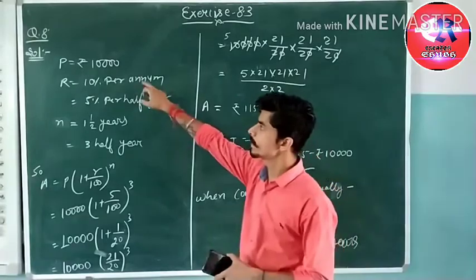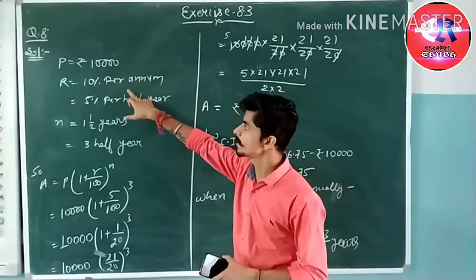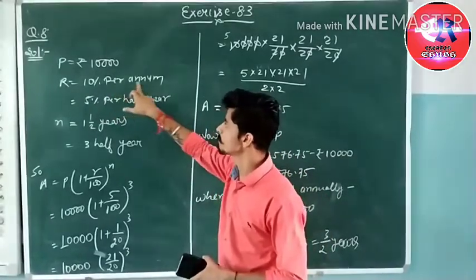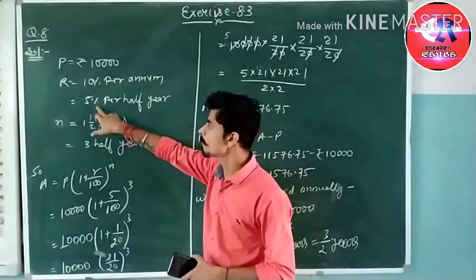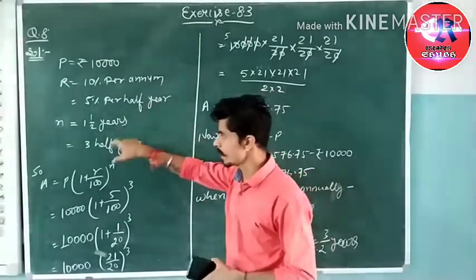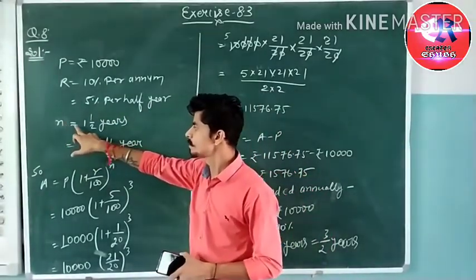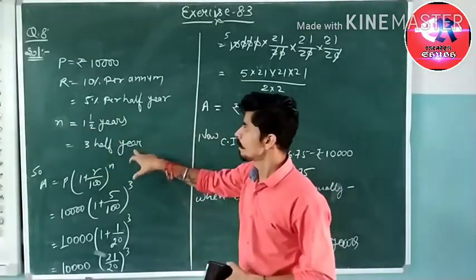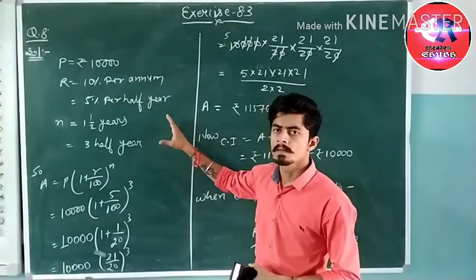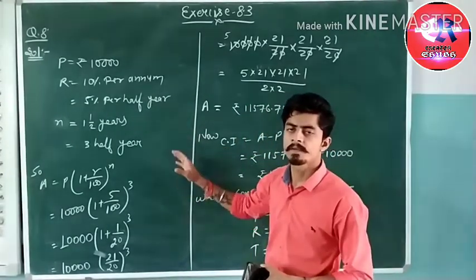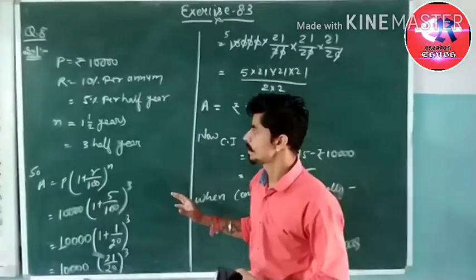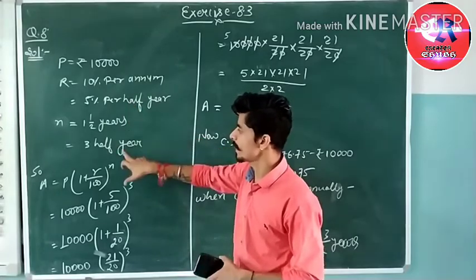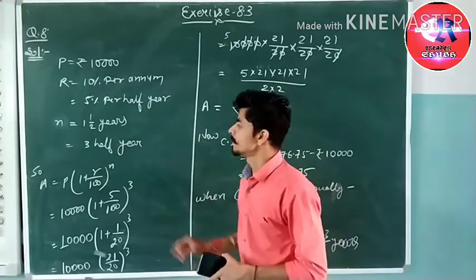The principal is given as 10,000 rupees, and the rate is 10% per annum. So 10% per annum will be 5% per half year. Now n, which is time, is equal to 1 whole 1/2 years, that means 3 half years. We are going to find the amount and the interest when the data is compounded half yearly. That's why we convert the rate into half and the time into half years.